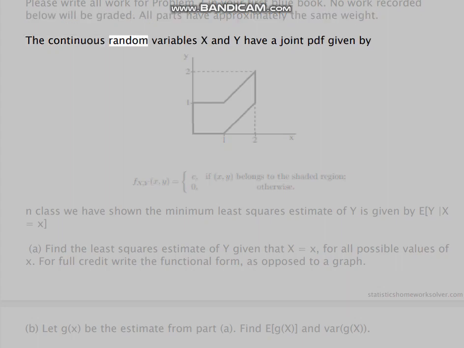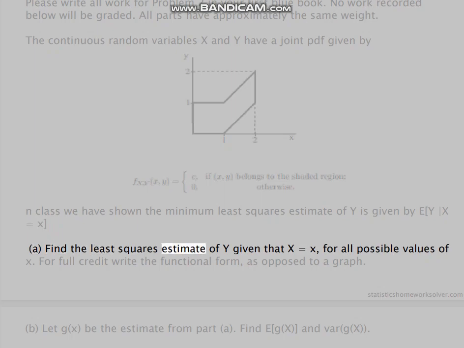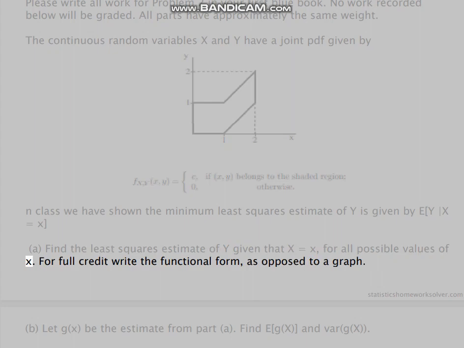The continuous random variables X and Y have a joint PDF given by. In class we have shown the minimum least squares estimate of Y is given by E[Y|X]. A. Find the least squares estimate of Y given that X equals x for all possible values of x. For full credit, write the functional form, as opposed to a graph.